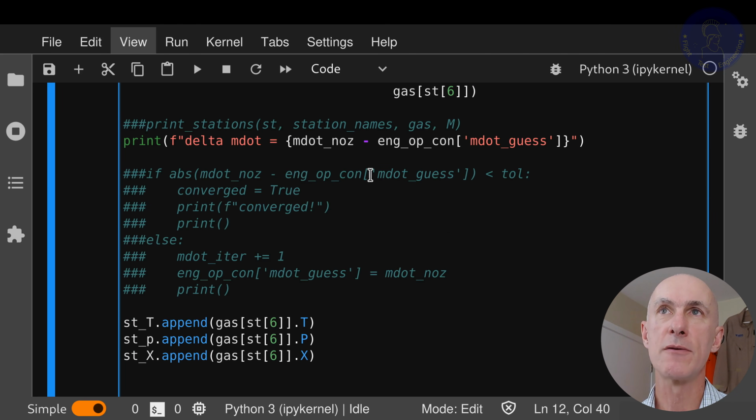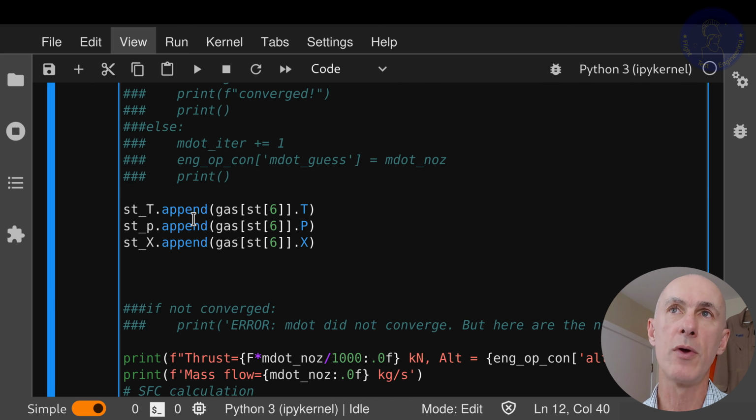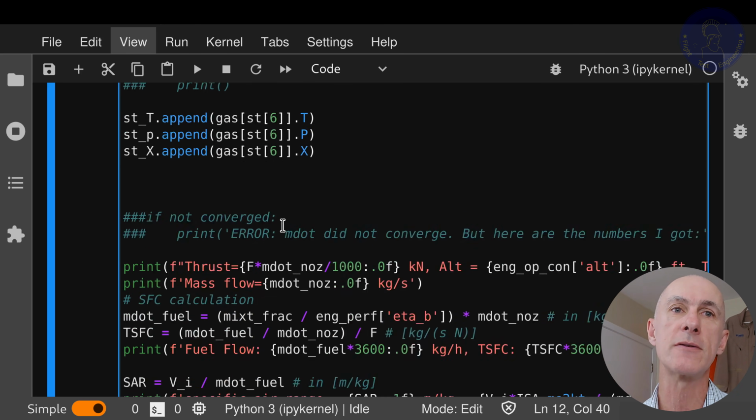We can see a few lines of code that are commented out here. Let's ignore them for now, and they will make sense in the next video where we will iterate and converge on the mass flow. For now, let's just print out the delta in mass flow, which is the difference between what we have calculated right now, as limited by the nozzle throat, and what we had guessed initially. Then, as usual, we append the properties to our collector list, TP and composition X.